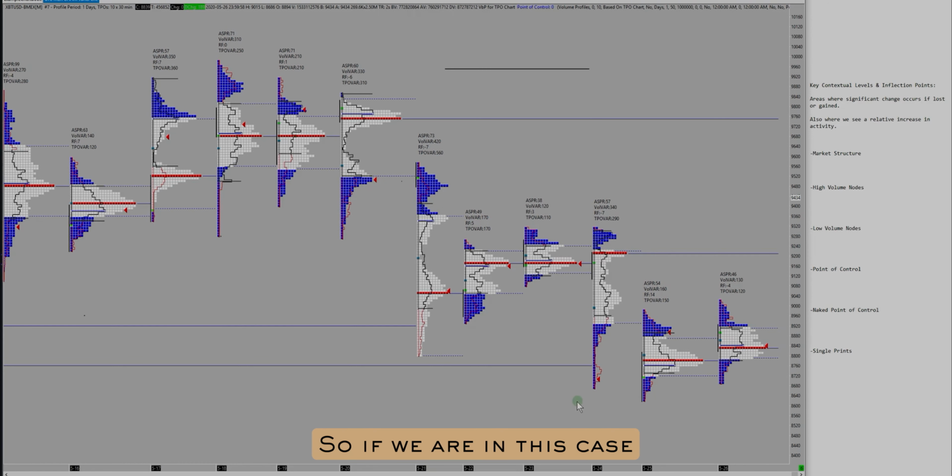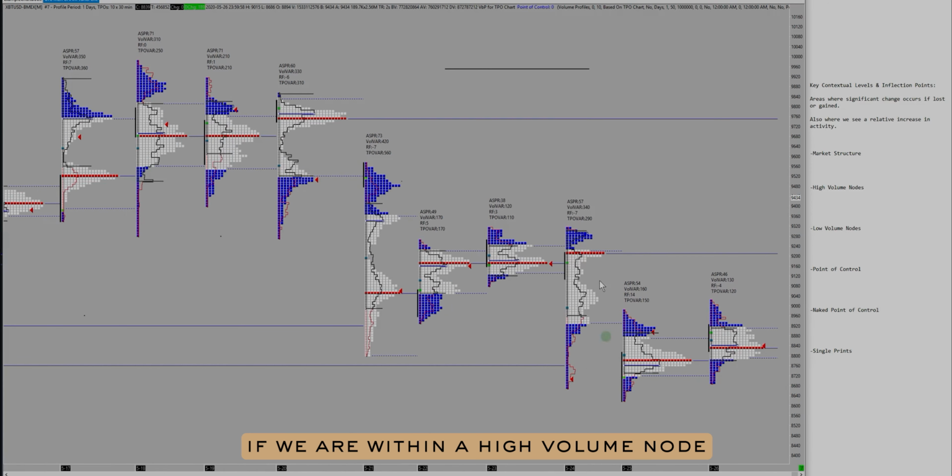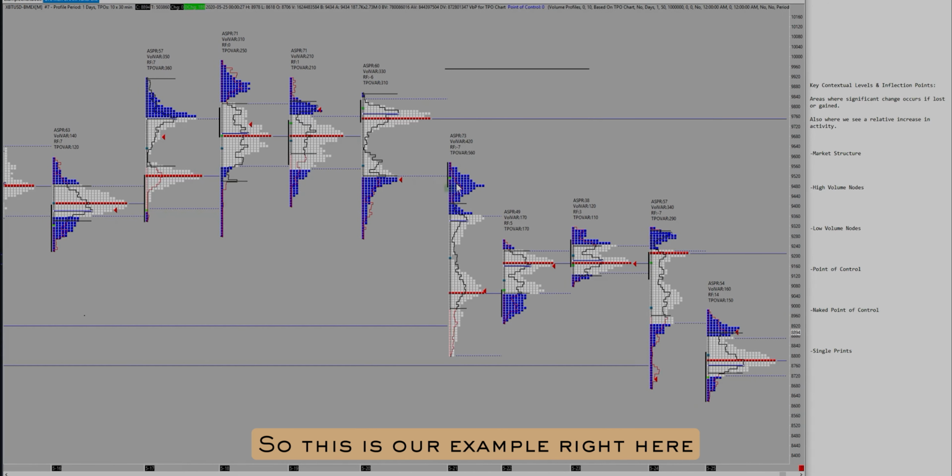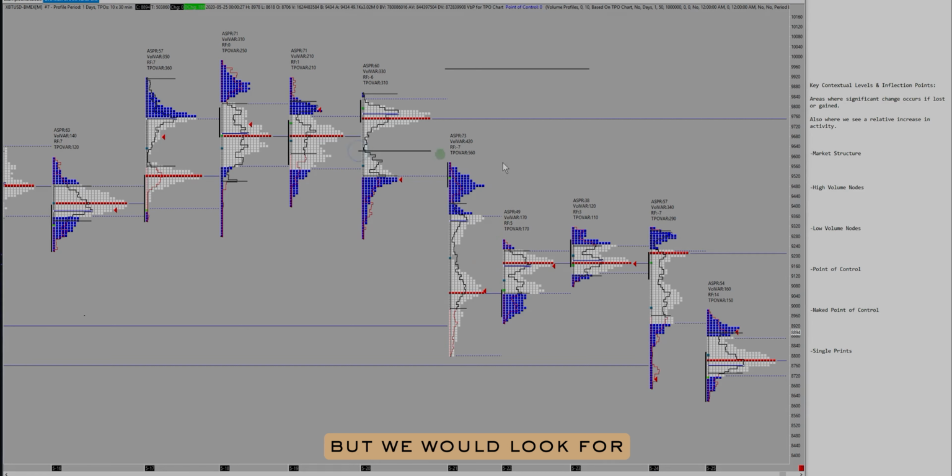So in this case, let's say that we have currently closed out within the structure over here, and we're using this as an example. We are currently within the structure before it breaks down. What we would look for is for this low volume node to act as a resistance if we approached it again. We have a low volume node within the structure, we're currently under it, and we're looking for this area to act as resistance.